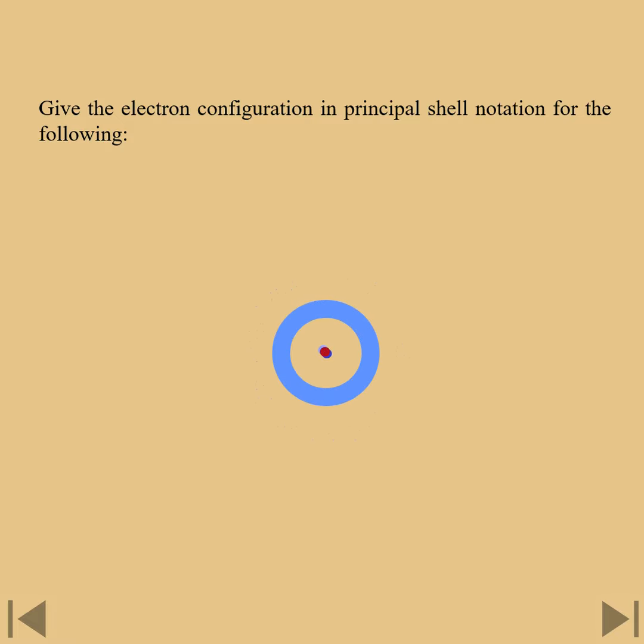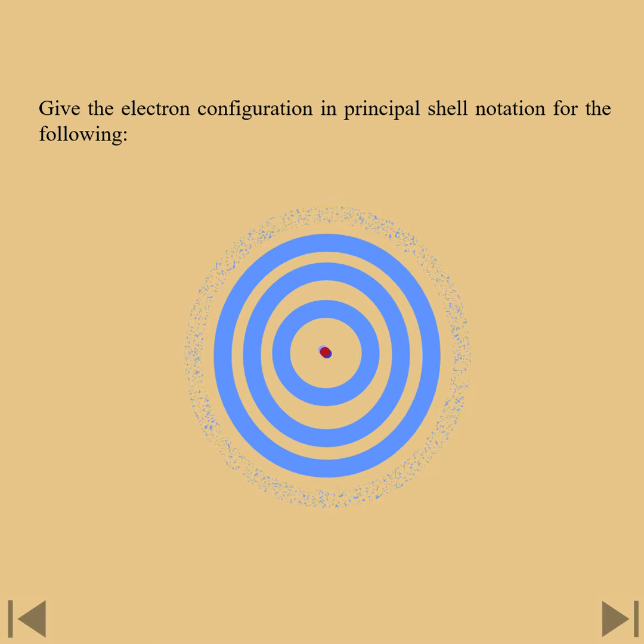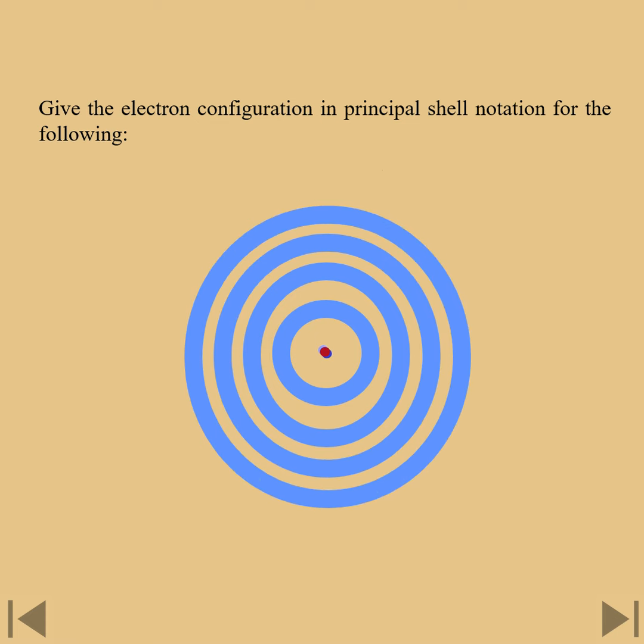Now give the electron configuration in principal shell notation for the following. Well, we haven't really done any examples with principal shell notation, but this is just simply saying, of these electrons, how many go into principal shell 1, principal shell 2, shell 3, etc.